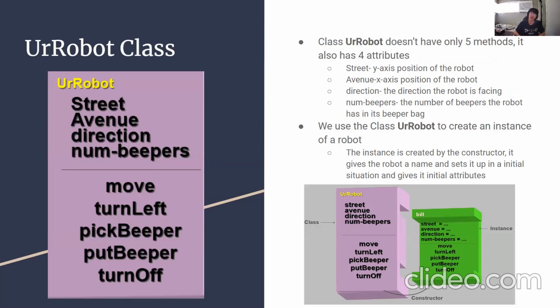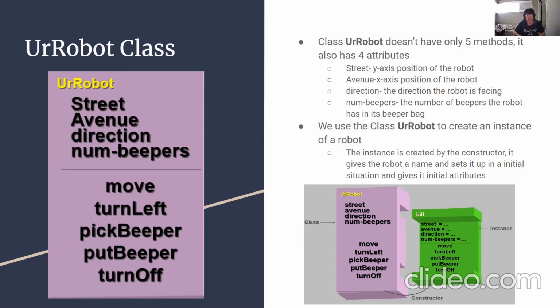And the attributes for your class UrRobot are street, avenue, direction, and the number of beepers, or num beepers. So the street is the y-axis position, avenue is x-axis, and then direction is north, east, south, or west. It's what direction it's facing. And number beepers is how many beepers it has in its bag.